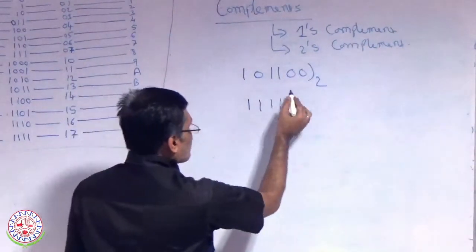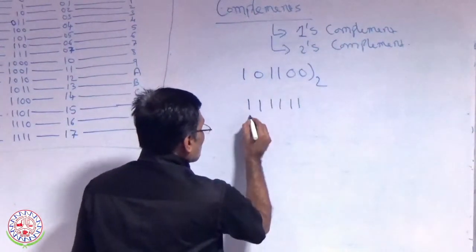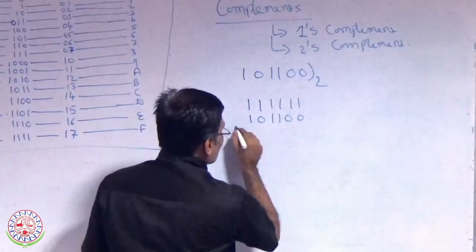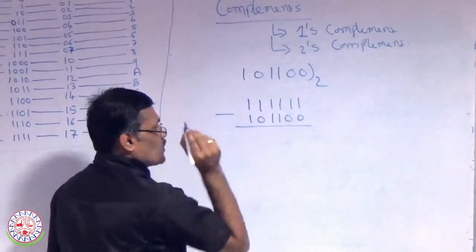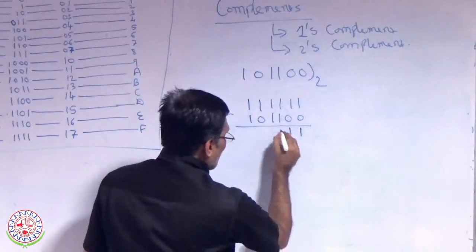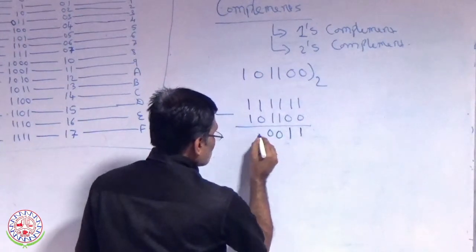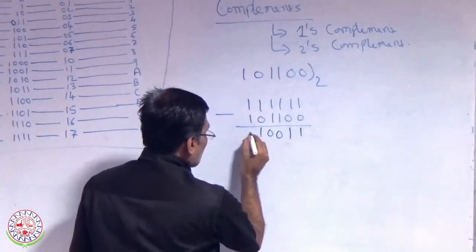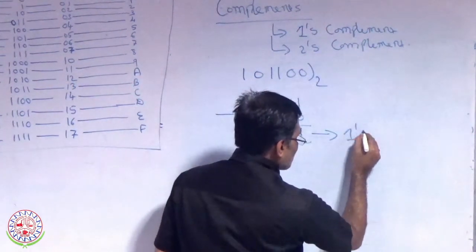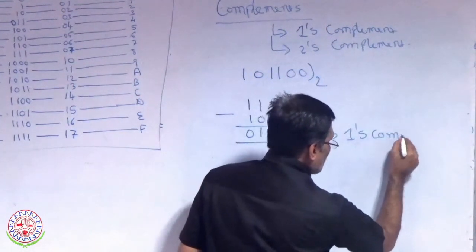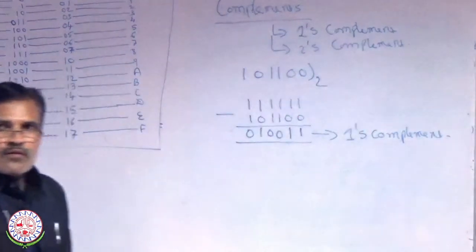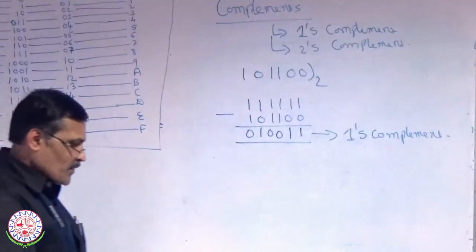Okay. Now what you do? You subtract the given number from this largest number. 1 0 1 1 0 0. Okay. So do the subtraction operation. So 1 minus 0 is 1. 1 minus 0, 1. 1 minus 1, 0. 1 minus 1, 0. 1 minus 0, 1. 1 minus 1, 0. So the obtained result itself is ones complement. Okay, is it clear?